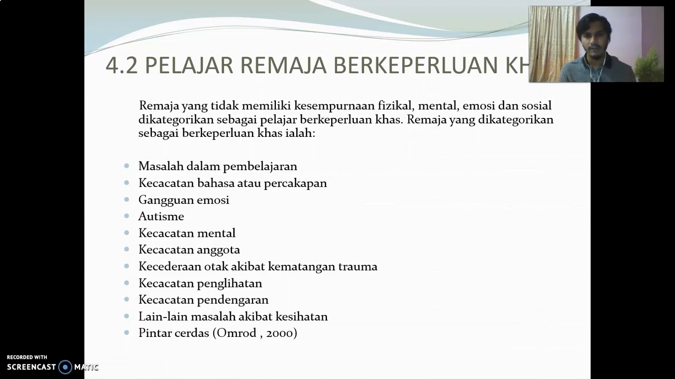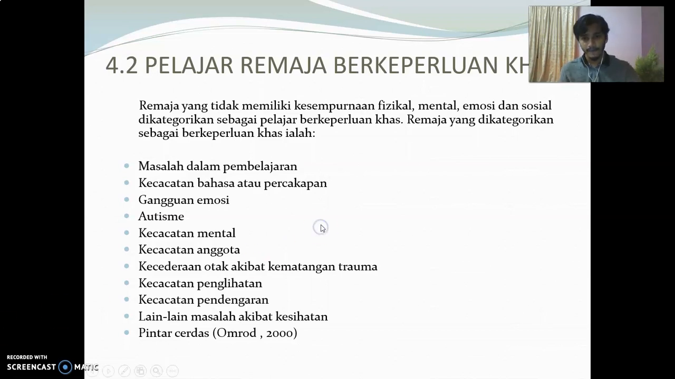Alright, so remaja yang tidak memiliki kesempurnaan fizikal, mental, emotion dan juga social dikategorikan sebagai pelajar berkeperluan khas, dan remaja yang dikategorikan sebagai berkeperluan khas ialah yang mempunyai masalah dalam pembelajaran dan juga maybe kecacatan bahasa ataupun percakapan, gangguan emosi, autism, kecacatan mental, kecacatan anggota, kecederaan otak akibat trauma, kecacatan penglihatan, and hearing problem, and lain-lain masalah akibat kesihatan dan juga pintar cerdas. Okay, so category genius is also considered in this pelajar berkeperluan khas. You need to understand that because they need extra care, extra attention for that actually. Alright, so that's how it works.